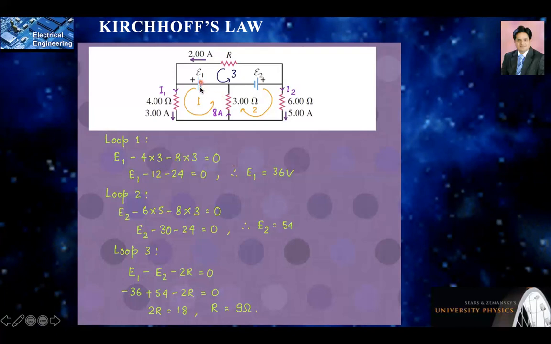Because here you see E1 is negative 36 and E2 is positive 54, minus 2R is equal to 0, and that gives you R as 9 ohms.